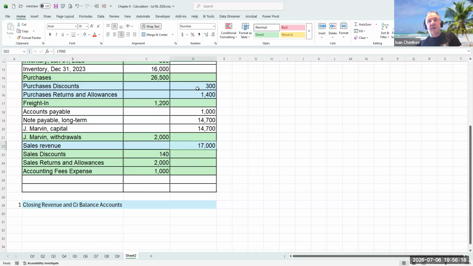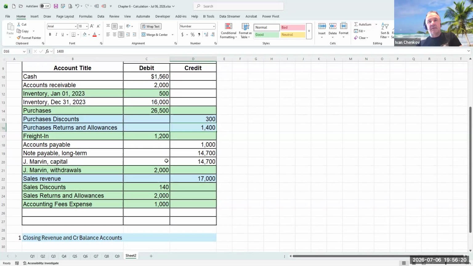As we can see, the balance right now is credit, and I want the balance to be zero. In that case, I have to debit those accounts. Every account that has a credit balance, I want to bring to zero, so I put the same amount on the debit side and the balance is zero.